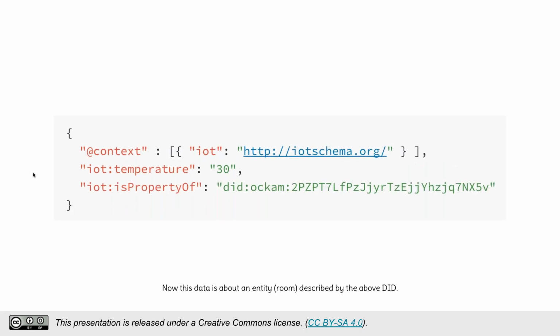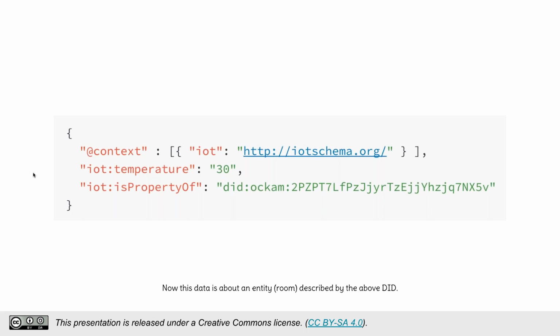Another thing that's interesting about linked data in general is that it can describe relationships, right? So this property says not only is this a temperature reading, it's a temperature reading about a specific DID, which happens to be the DID of a specific room. And so you can describe these relationships, and you can create a relationship graph that isn't siloed inside one system. It spans several systems. And that's the part that's very, very interesting about DIDs.